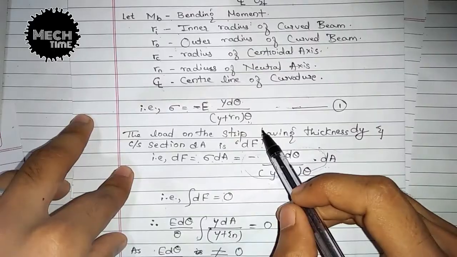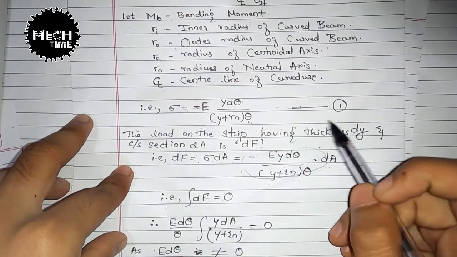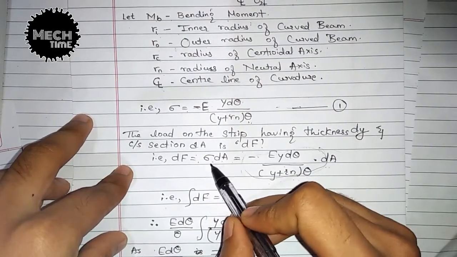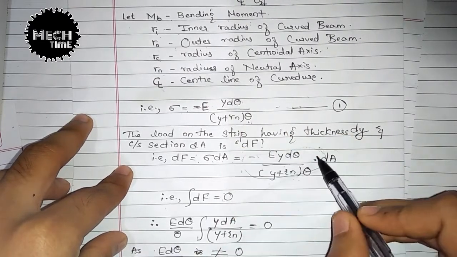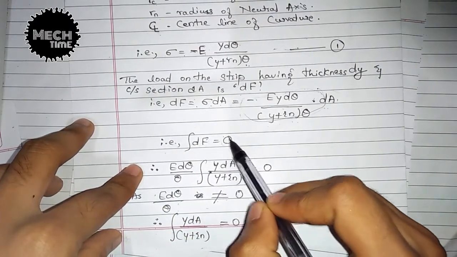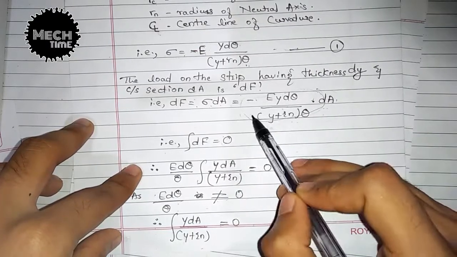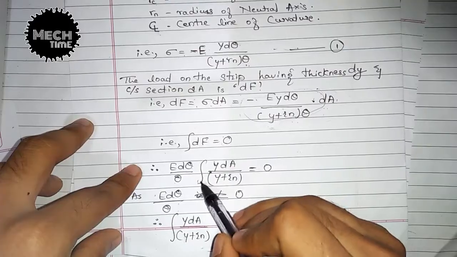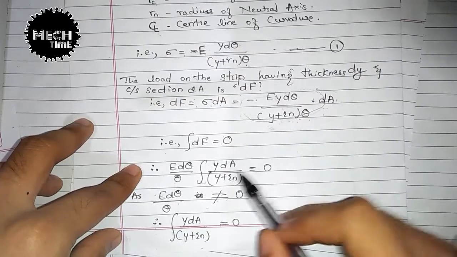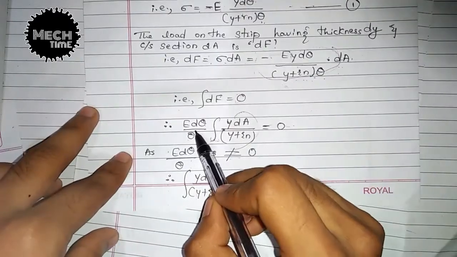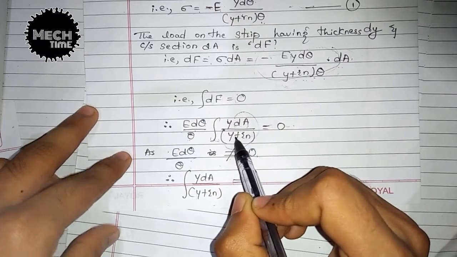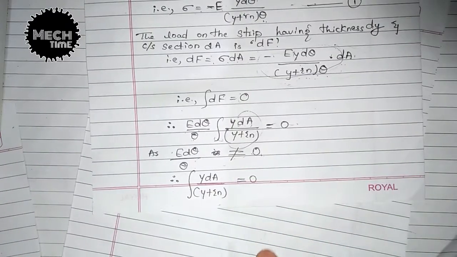The load on the strip having thickness dy and cross-section area dA is dF. So dF is equal to sigma dA, which is minus the same expression into dA. Now the integration of dF is equal to 0. E d theta by theta is not equal to 0, so the integration of y dA by (y plus Rn) is equal to 0.